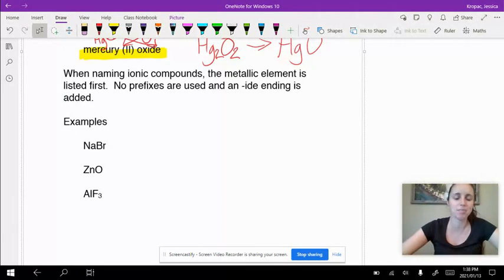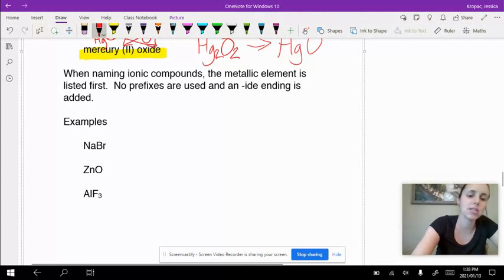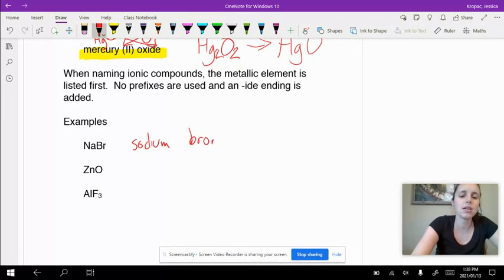So let's take a look at sodium bromide. Sodium is in fact a metal, and sodium is not a multivalent metal. It only has 1 charge. So in order to name this, all we would have to do is write the word sodium, and instead of writing bromine, I use that ending "ide": bromide.